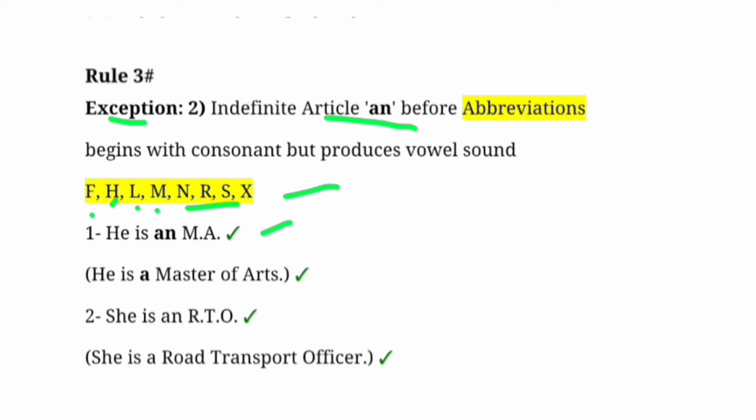But remember, if there is no abbreviation, like in the next sentence, he is a master of arts. This word pronunciation is ma, which is again a consonant. So we put a before it. And in the next sentence, she has an RTO. RTO produces a vowel sound. So we put an before it. But if there is no abbreviation, she is a road transport officer. Road produces a consonant sound. So that's why we put a before it.